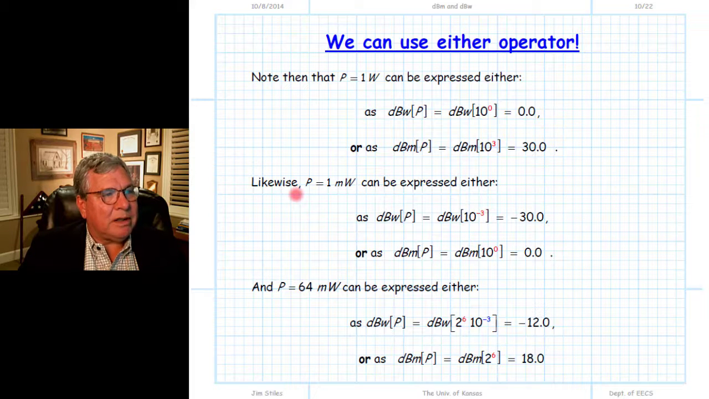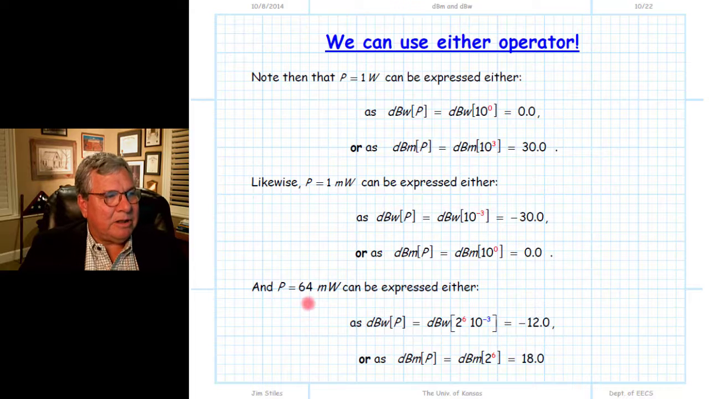If we have a power equal to 1 milliwatt, then in that case, in dBw, we get a value of minus 30. 1 milliwatt is 30 dB less, 1/1000th of 1 watt, which is why we get minus 30. Of course, we can express that with the dBm operator, and we get a value exactly equal to 0.